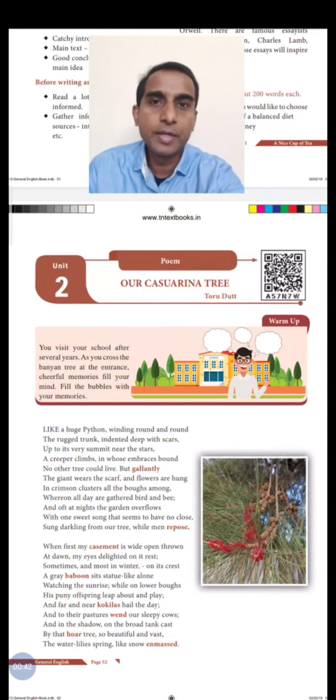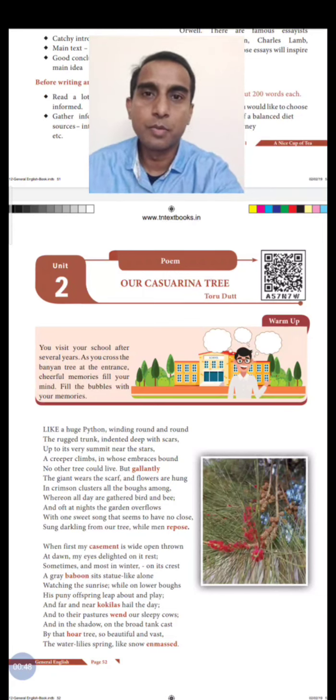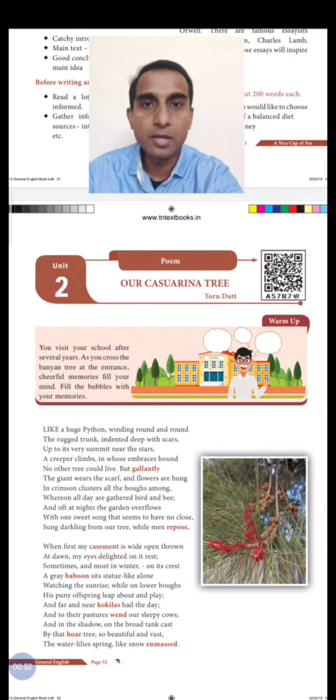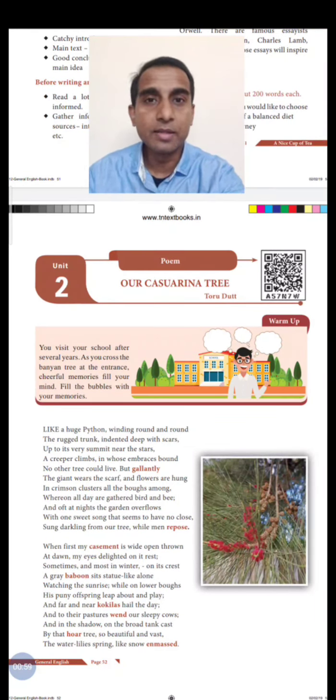Well, poetry itself, you know, is a spontaneous overflow of emotion. Here in this particular poem, let us try to understand the title which the poet has given, Our Casuarina Tree. Now, it is a type of tree, and you would have seen this particular tree, which you can see in a school campus as well.